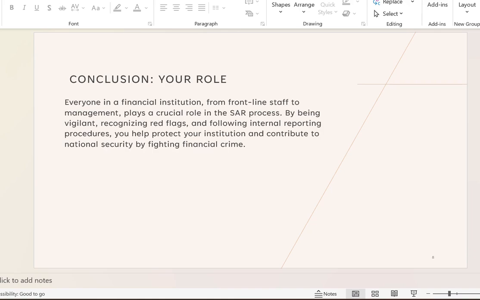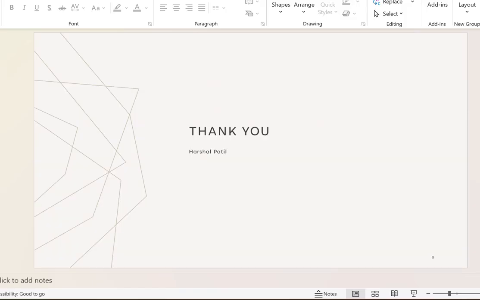You help to protect your institution and contribute to national security by fighting against financial crime, to help your nation fight against financial crime. So that is important. Thank you guys for attending this session.